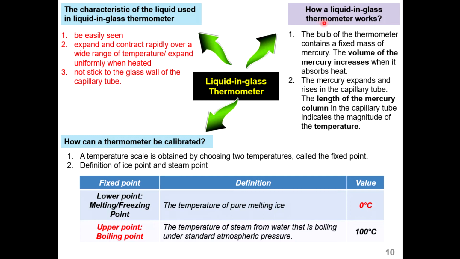So how does a liquid in glass thermometer work? Number one, the bulb of the thermometer contains a fixed mass of mercury. This mercury volume will increase when it absorbs heat. Why does the volume increase? This is due to the mercury expanding when it absorbs heat. The length of the mercury column in the capillary tube indicates the magnitude of the temperature. So the higher the length of the mercury column, the greater the temperature.